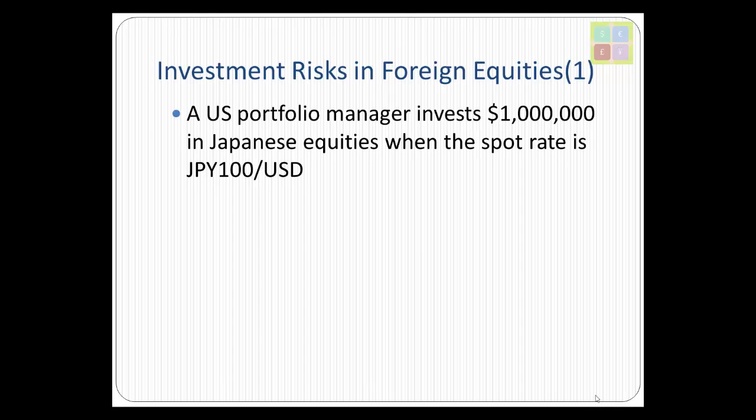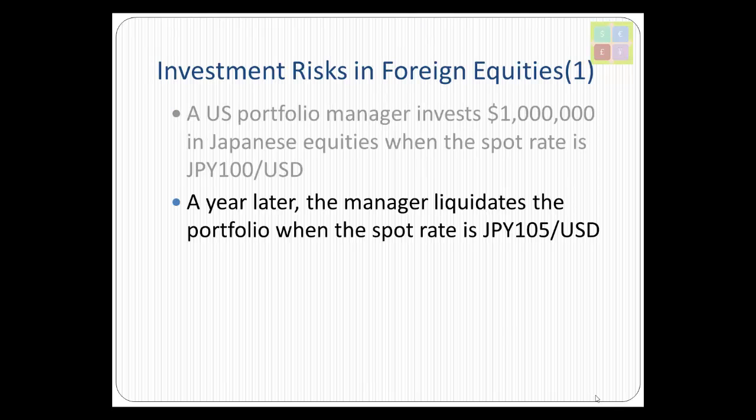Let's say that a US portfolio manager invests $1 million in Japanese equities when the spot rate is 100 yen per dollar. So the portfolio manager is going to convert $1 million into yen at the rate of 100 yen per dollar. A year later, the manager liquidates the portfolio, that means sells the investments, and at that time, the spot rate is 105 per US dollar, which means the dollar has strengthened and the yen has weakened.